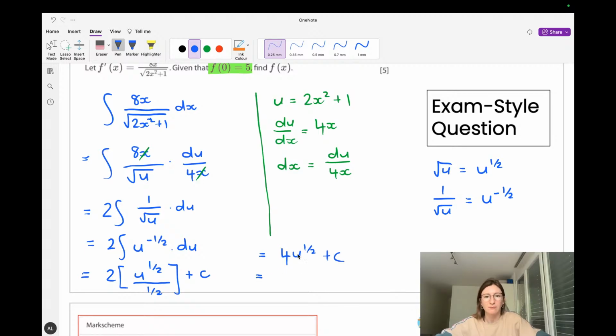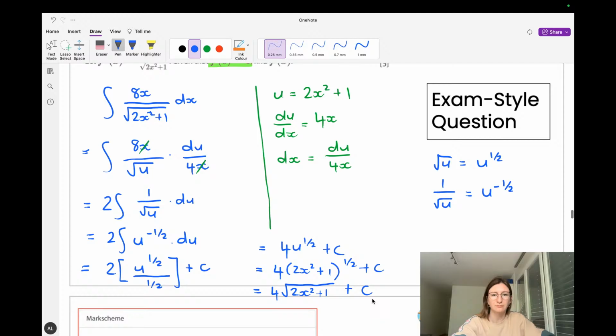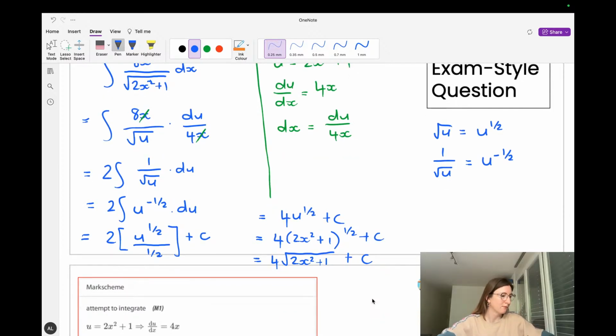And what was my u? U was 2x squared plus 1. So 4, well, let me not do too many steps in one, just in case. U was 2x squared plus 1 to the power of a half plus c. You could leave it like that, but to the power of a half means a root. So 4 root 2x squared plus 1 plus c. All right, and maybe I'm going to move that up.